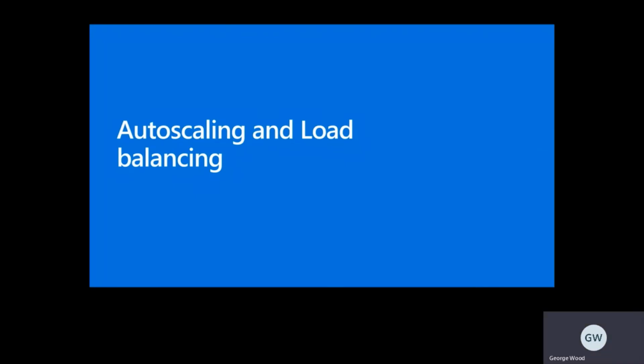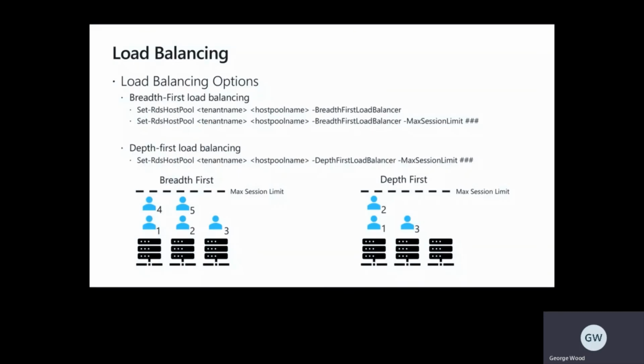So on the auto scaling and load balancing, this is a very high level overview, just a couple of points about each one, to give you a flavor for what you can do natively within the tool. As you can see here, we've got a bit of PowerShell again, and you can effectively specify a tenant, specify a host pool, and change whether that is a breadth first or a depth first load balanced solution. You might also want to, as I said, change these over the course of the day.